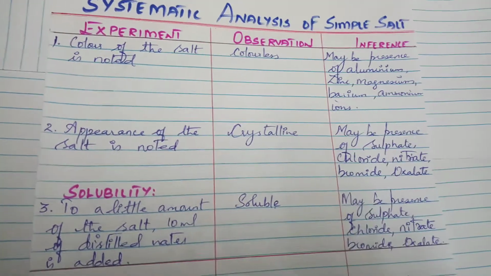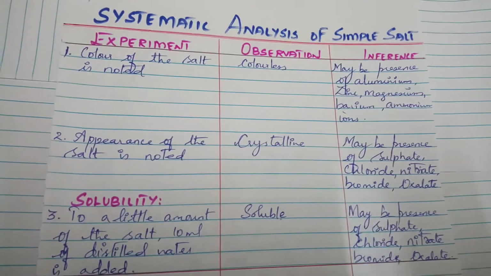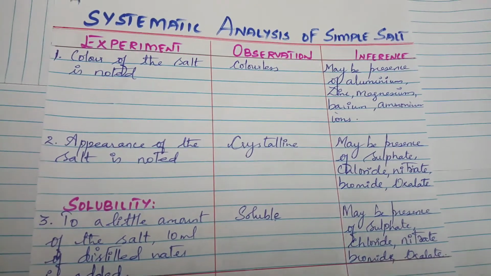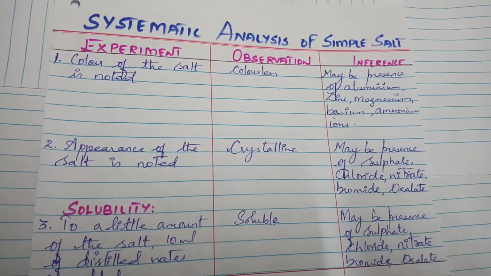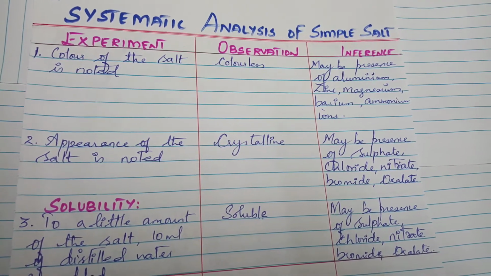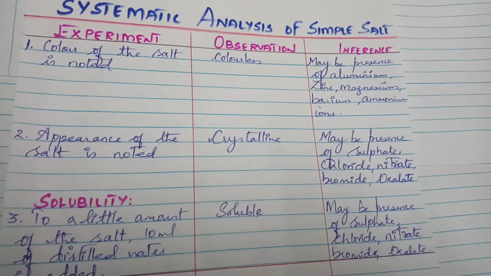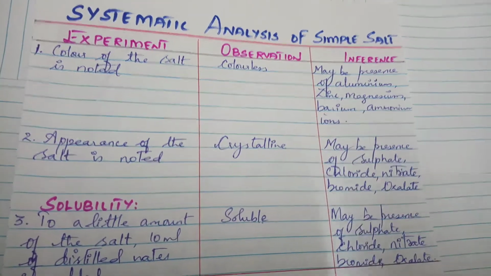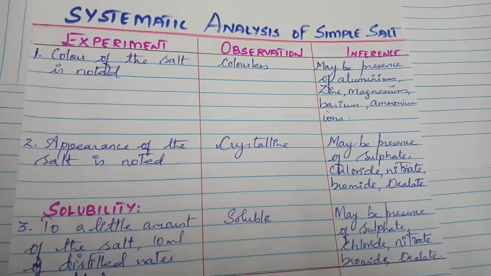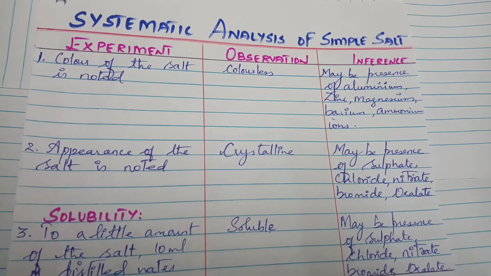This is actually not essential for the board exam, but the format of writing a salt analysis begins from this part. The color of the salt should be known. Generally for higher secondary classes, we prefer colorless salts, that is white colored salts. There are many white colored salts, but I have listed very few. In the experiment column I have written that the color of the salt is noted, and your observation will be colorless. Don't write white color; it is colorless in nature.